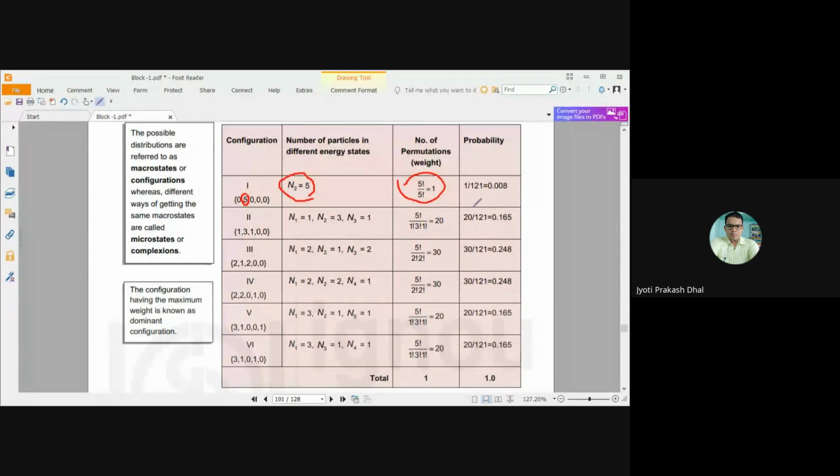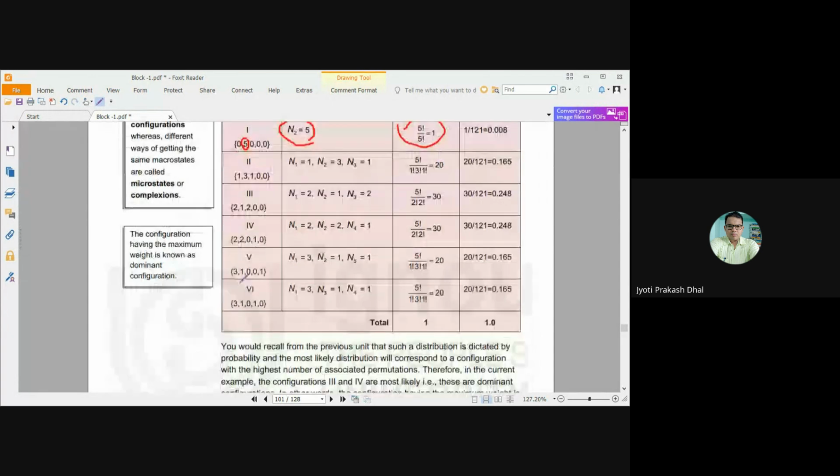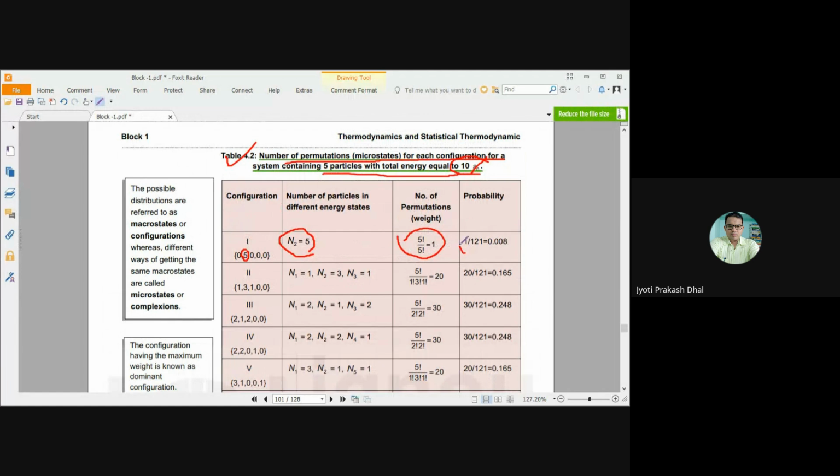And the total weight will be 121. So the total number of configurations will be 121. Hence, the probability will be 1 by 121, that is 0.008.